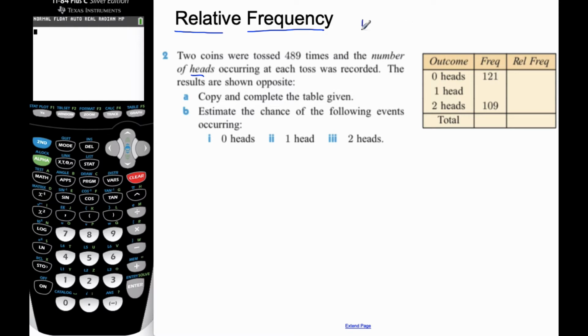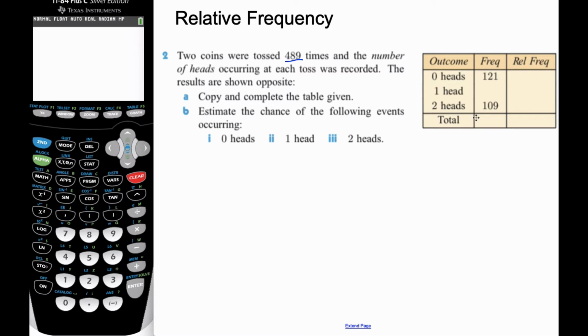So that means when I flip two coins, in those two coins I could get a head and a head, or I could get a head and a tail, or a tail and a head, or two tails are my options. And so I want to see what happens when I do that. Okay, so I recognize 489, and these are all my outcomes, and these are the frequencies of these outcomes.